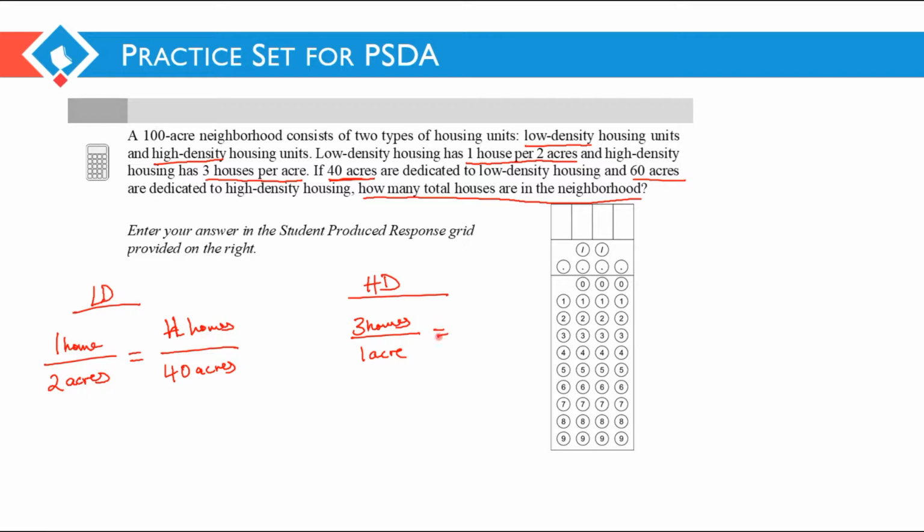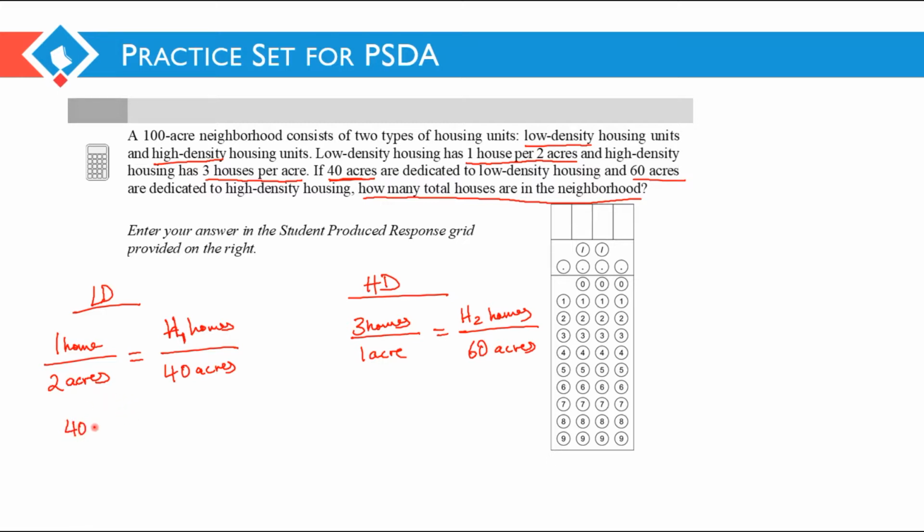And here, we'll call this H1, and we'll call this H2, homes, per 60 acres, because 60 acres are dedicated to high density. So 60 acres. And now it's a simple proportion. We can cross multiply and determine our answer.